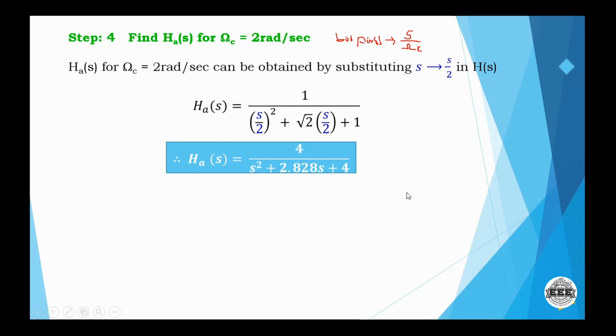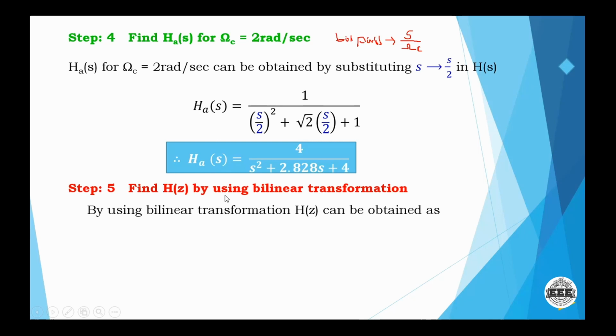Then in step 5, we are going to determine H of Z. So this is the new topic, a new technique we are entering today. Find H of Z by using the bilinear transformation. Now we substitute the bilinear transformation method in that HA of S. So we know the bilinear transformation method.